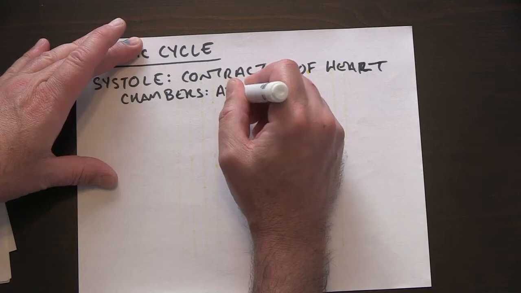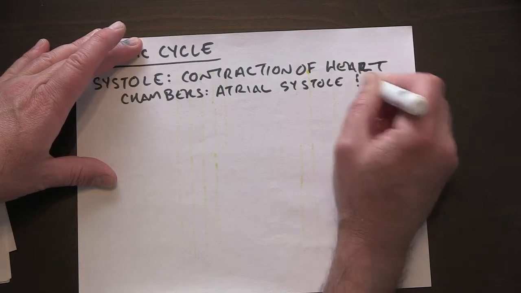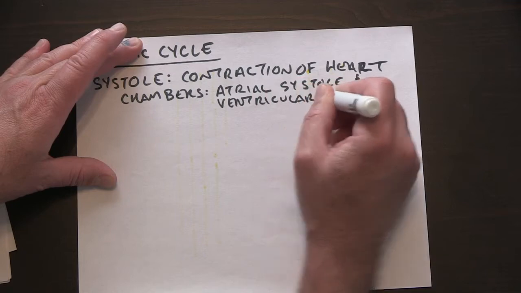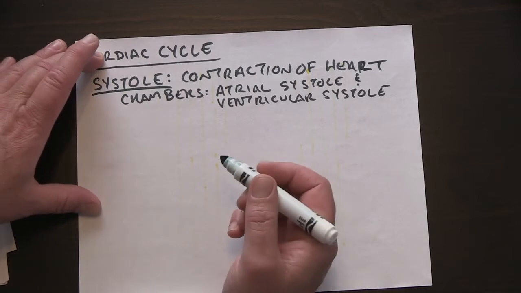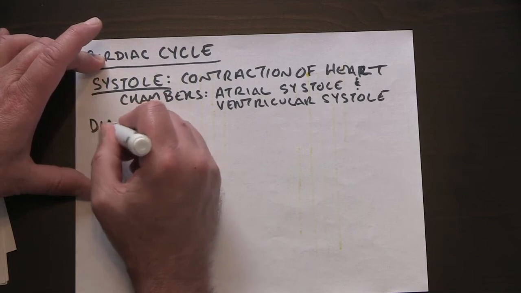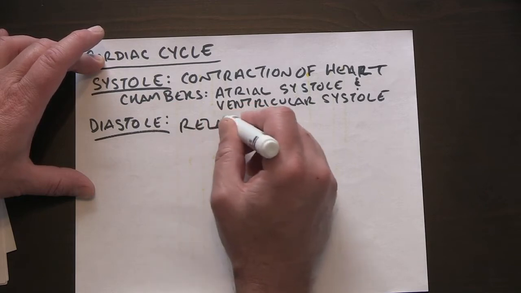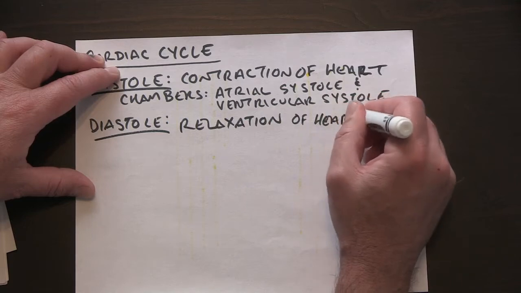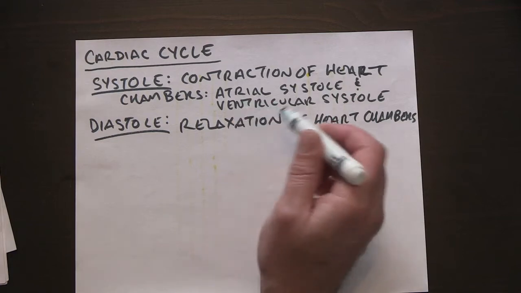So you have atrial systole, and there is ventricular systole. And when the chambers are in their relaxed phase, that's called diastole. So again, you can have atrial diastole and ventricular diastole.